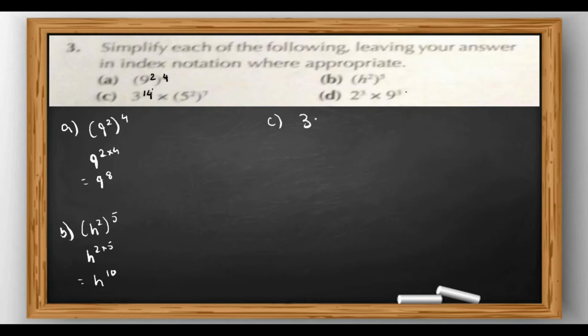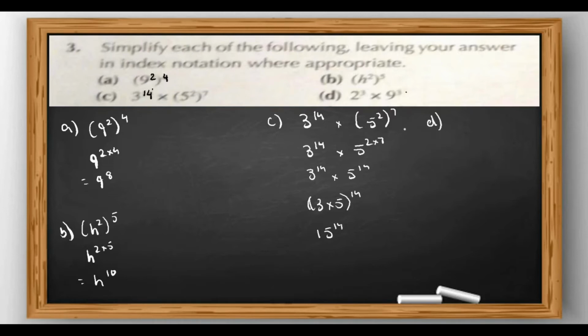Part C says 3 raised to power 14 multiplied by 5 raised to power 2 bracket close raised to power 7. Now you will write 3 raised to power 14 as it is multiplied by 5 raised to power 2 multiplied by 7. 3 raised to power 14 multiplied by 5 raised to power 14. Now you will be applying the third law of indices. You will multiply the numbers and the powers will remain common. So this would become 3 5s are 15 raised to power 14. Now let's move on to part D.